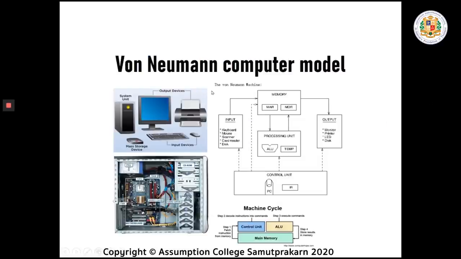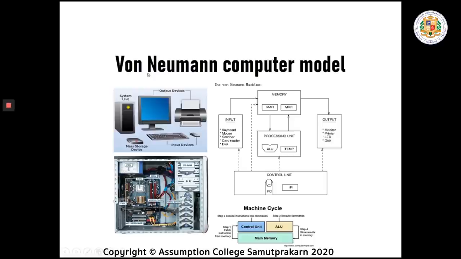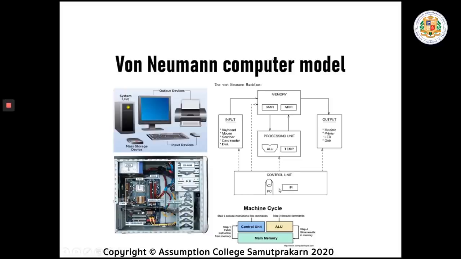The computer that we use nowadays comes from the creator of the desktop computer, no other than von Neumann. This is a model created by von Neumann. Look at the diagram. Control unit, PC, used by the user. Under input, keyboard, mouse, scanner, card reader. Then go to memory, MAR, MDR, and the processing unit. After that, it goes back to output.